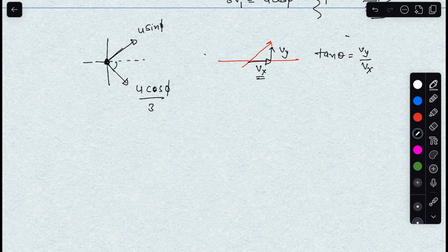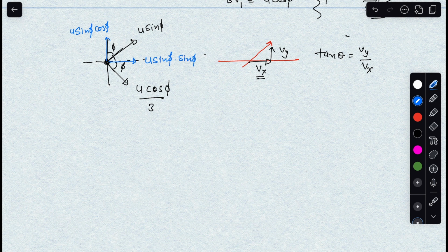Let us also take the angles again. Here this angle is phi. If this angle is phi, then this is 90 minus phi, then this angle is phi again. Then the component of this u sin phi in this direction is u sin phi cos phi. The component of velocity in this direction is u sin phi and sin phi.